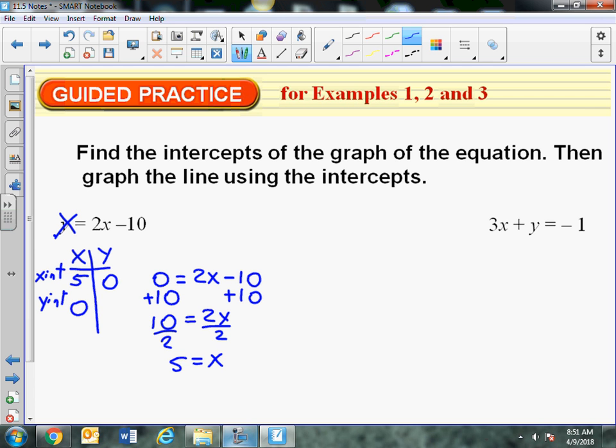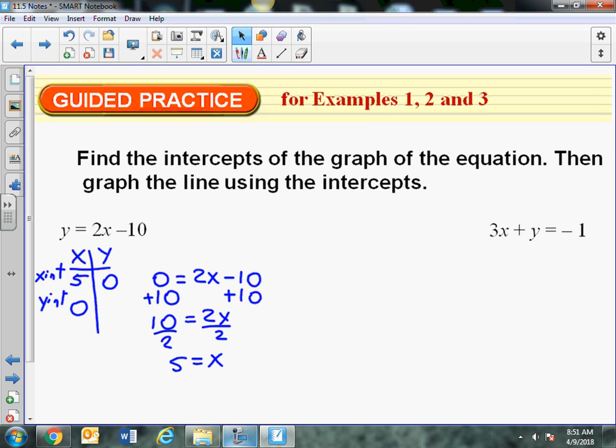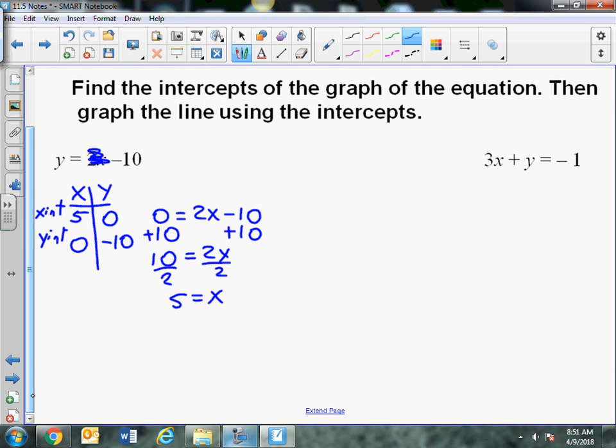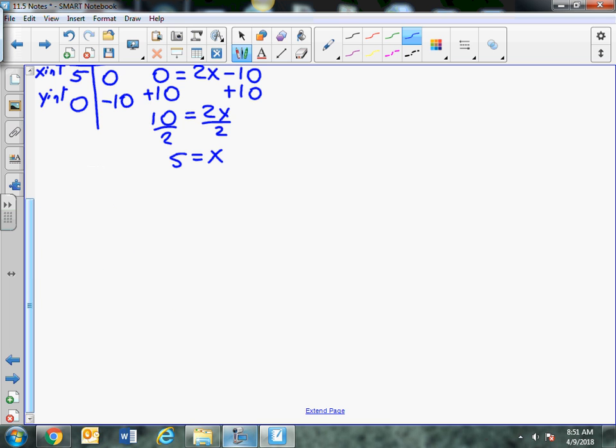The other one is quite easy. If I plug a 0 in for x, I basically can cross this one out here. And the only thing you have left is a minus 10, which is negative 10. Now, once you have those two coordinates, it's a pretty easy graph to make. So I'm going to go ahead and do that right down here. Again, you only need 2 coordinates to do a graph.